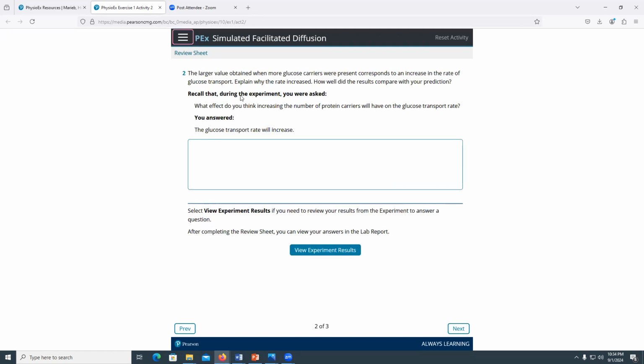The larger value obtained when more glucose carriers were present corresponds to an increase in the rate of glucose transport. Explain why the rate increased. How well did the results compare with your prediction? So what effect do you think increasing the number of proteins has? Yes, the more protein carriers that are available, the more chance that these solutes can have a seat in the carriers to help them and expedite their transport from an area of higher concentration to an area of lower concentration.